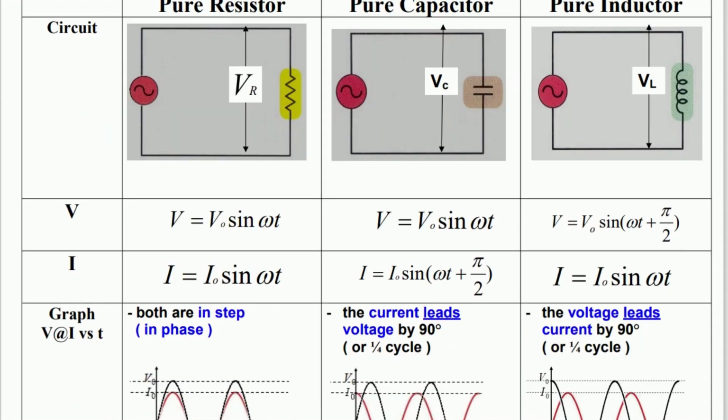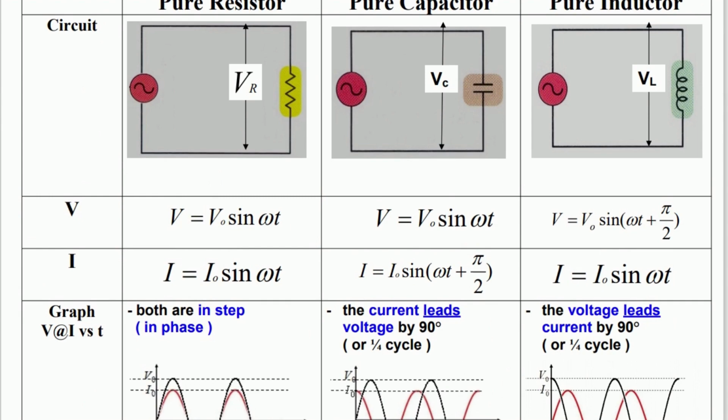Let's continue with the discussion of the first three types of AC circuit. First we have the pure resistor. A pure resistor is a circuit that consists of a resistor only, so we call it a pure resistor. Then we have the pure capacitor, a circuit that consists of a capacitor only. Then we have the pure inductor, a circuit that contains an inductor only.